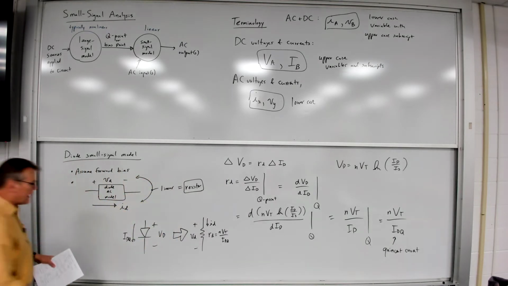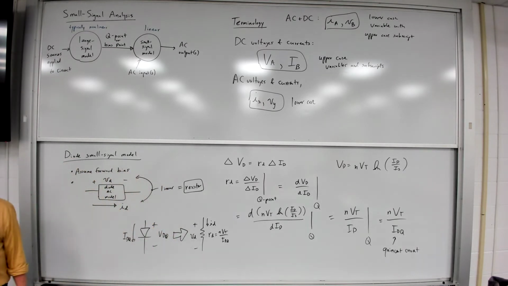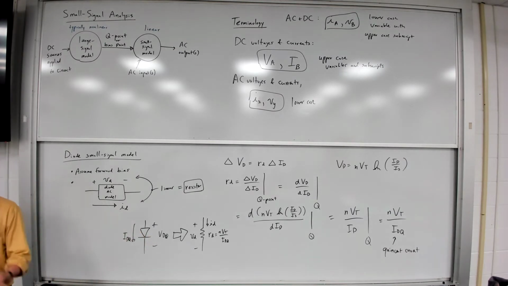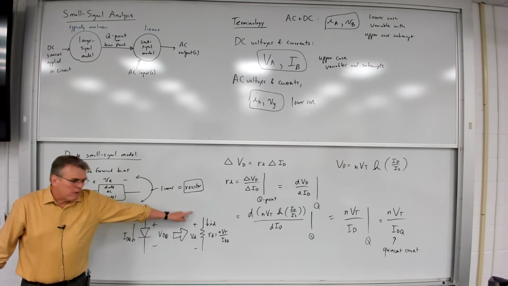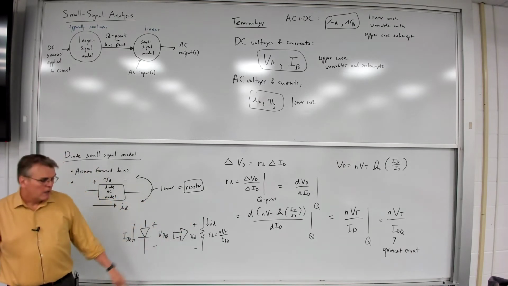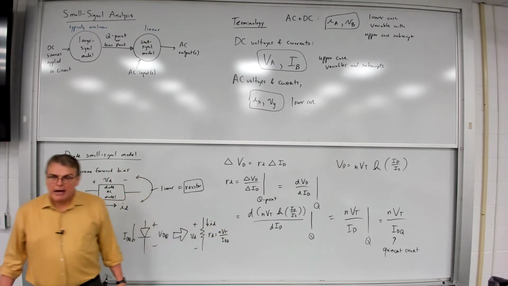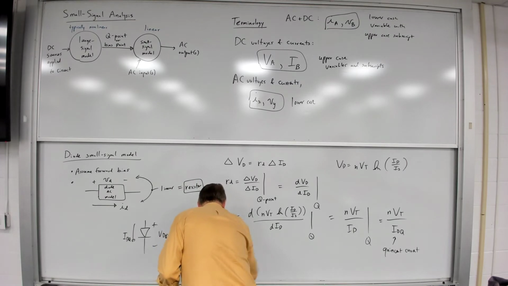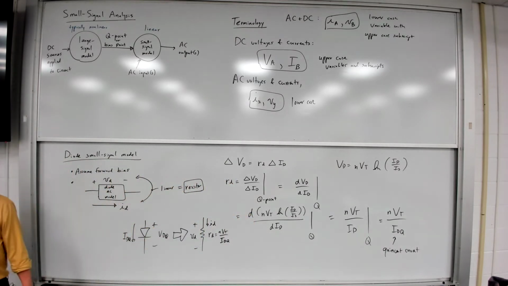So we have a diode that's operating at a particular bias point, a quiescent current and a quiescent voltage, IDQ, VDQ. In the small signal domain, we replace that diode with a resistor with a value of N times VT, the thermal voltage, divided by IDQ. Let me draw that a little bit nicer here. And there's our small signal model.